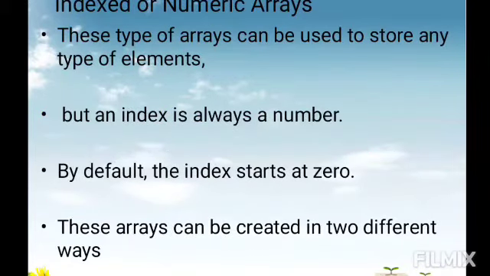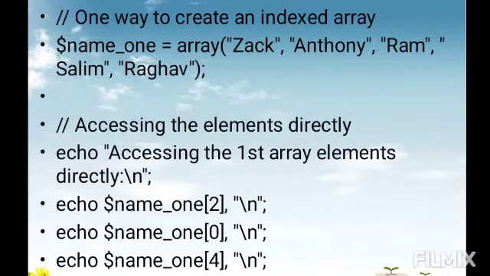Indexed or numerical arrays. These types of arrays can be used to store any type of element, but the index must be a number. By default, as in C, the index starts with 0. These arrays can be created in 2 different methods. As I already said, by assigning a value and by using an array construct, we can create indexed or numerical arrays. One way to create an indexed array is by using an array function.